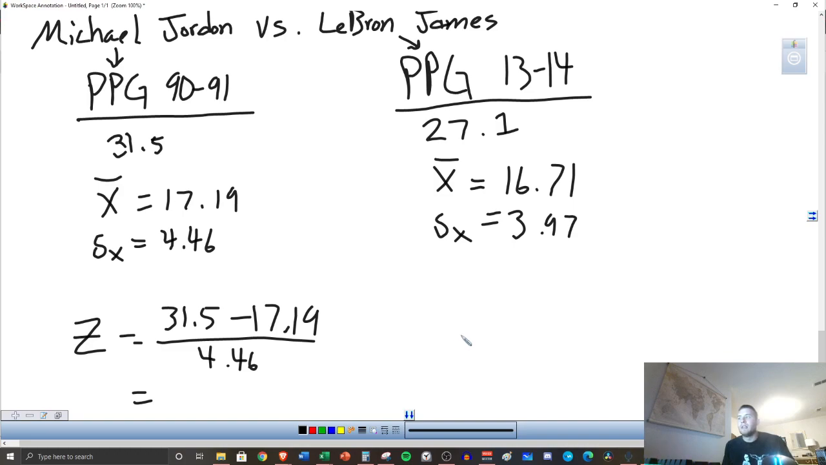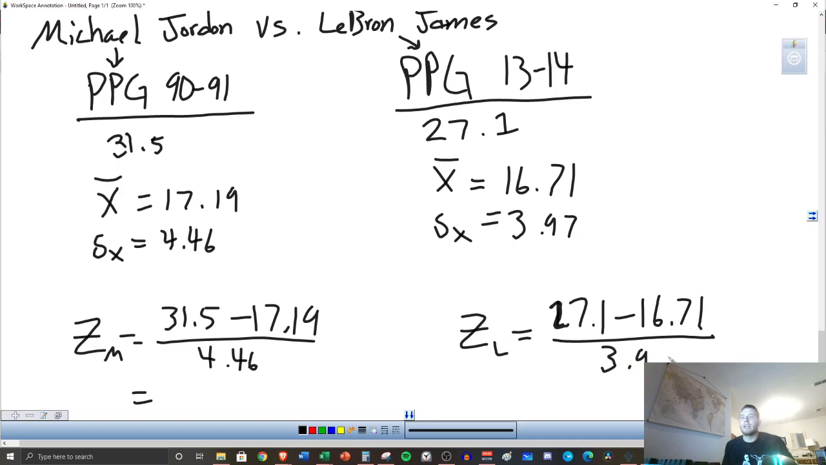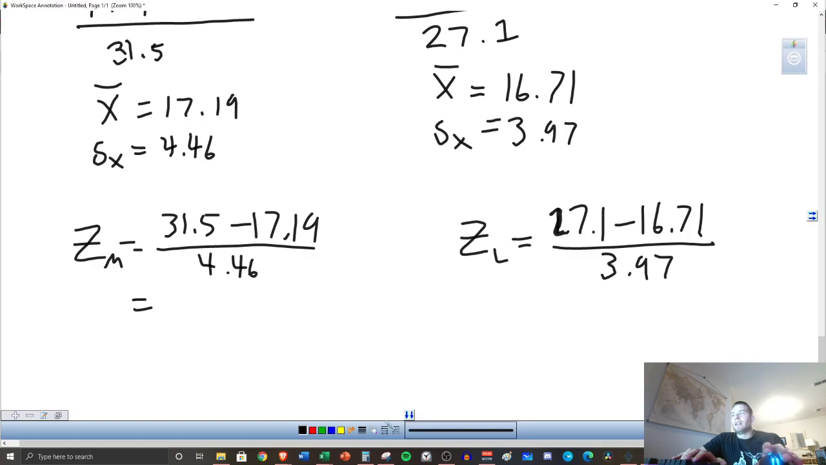Let's do the next one for LeBron. So this will be Michael. This will be LeBron. 27.1 minus 16.71 over 3.97. All right, let's do the math. Let's see what we get here.